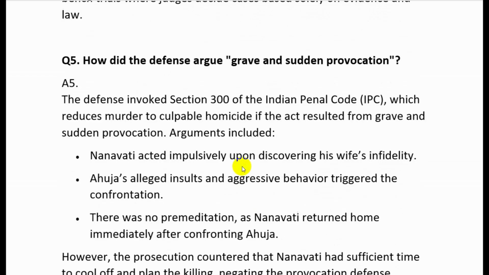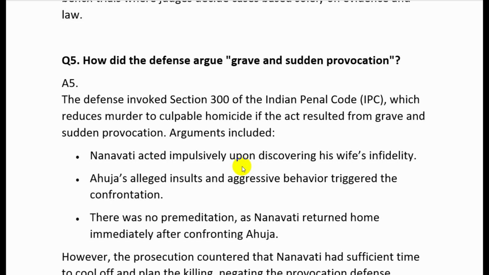Next, how did the defense argue grave and sudden provocation? The defense invoked Section 300 of the Indian Penal Code (IPC), which reduces murder to culpable homicide if the act resulted from grave and sudden provocation. So, for murder, it is life imprisonment, and for culpable homicide, it is 10 years plus fine.